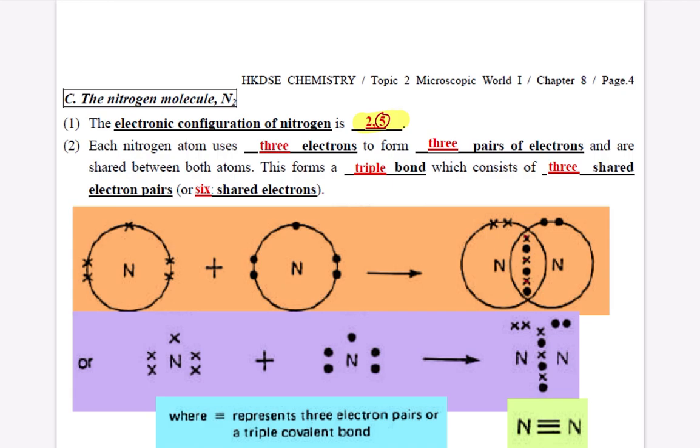1, 2, 3 electrons. Originally each N has 5 electrons, then shares 3 out, so 5 minus 3 leaves 2 electrons on its own. Those 2 electrons are a lone pair. So it looks like this, with 2 electrons here as well. Now there are 3 share pair electrons. And this time it is called a triple bond because we have 3 pairs. One pair represents one bond, so 3 pairs are 3 bonds, called a triple bond. So there is a triple bond in between. Alright?